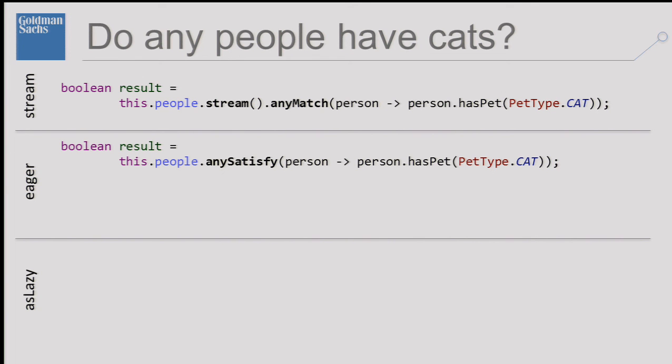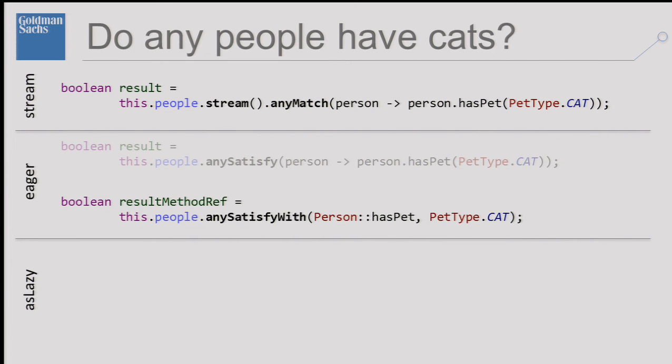People.anySatisfy with a predicate is really very, very similar. It's eager, which means that anySatisfy just iterates over the items in the list and returns true if any of them match that predicate. You can imagine what the implementation of that anySatisfy would look like. It's pretty simple.